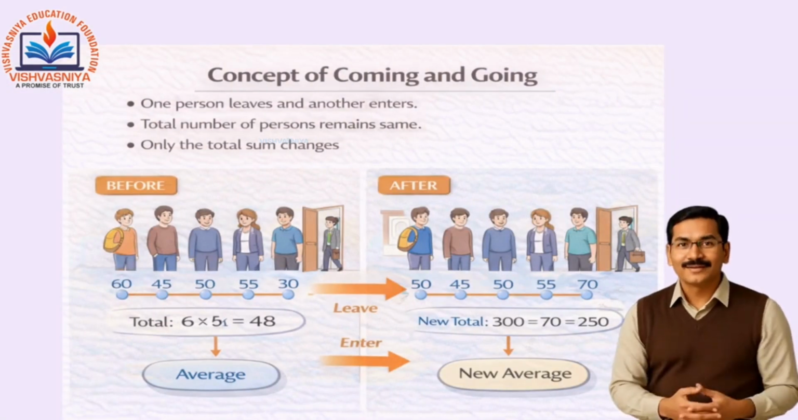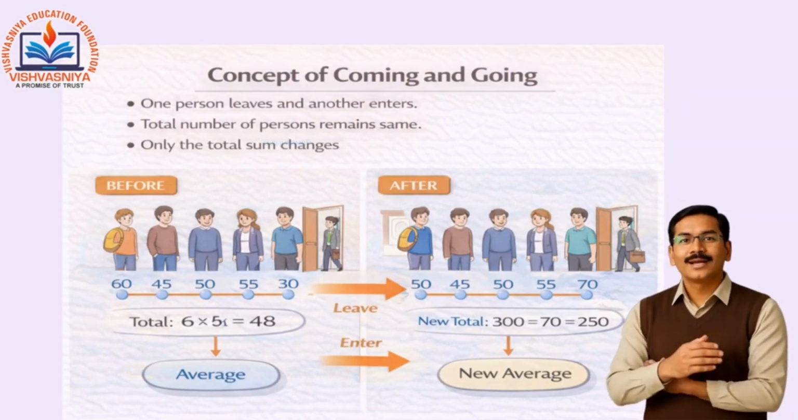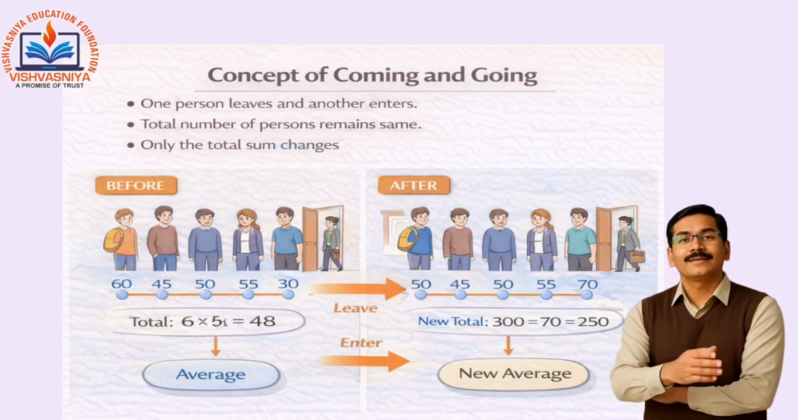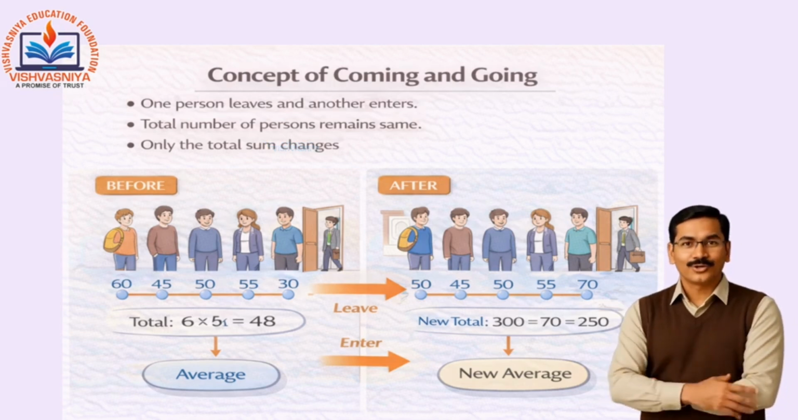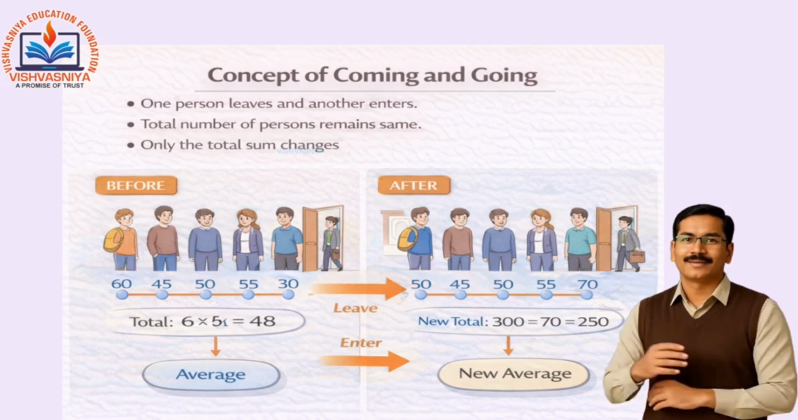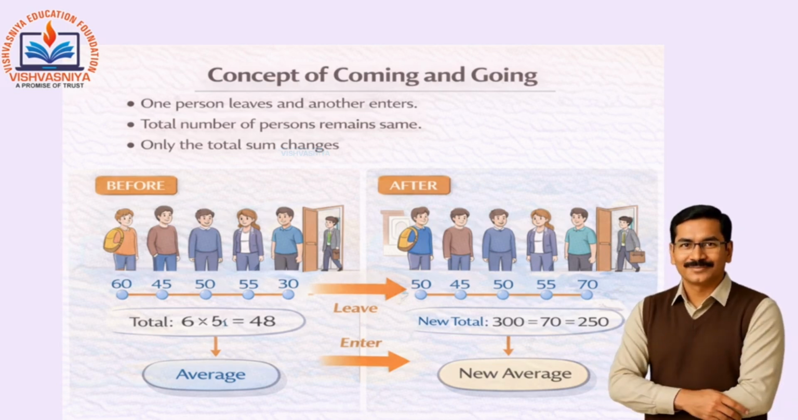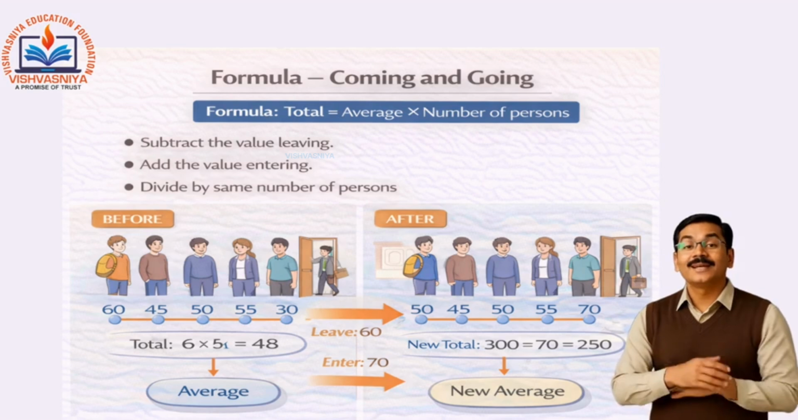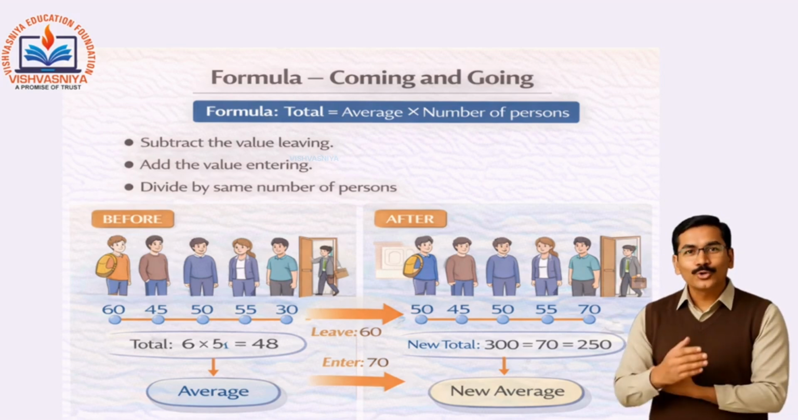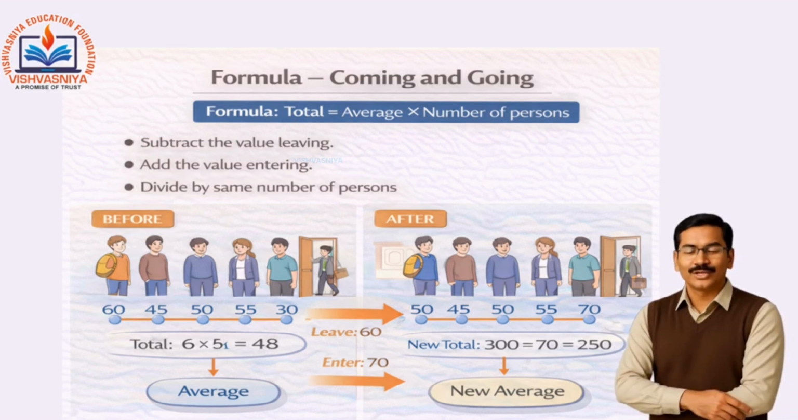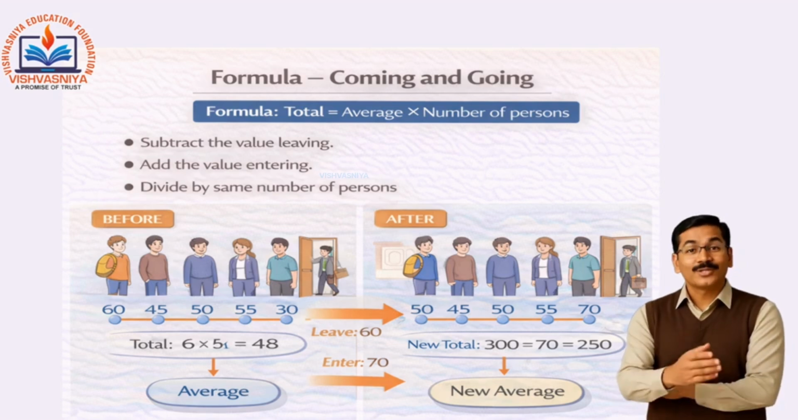In many problems, one person leaves a group and another person enters the group. In such cases, the total number of persons remains the same, but the total sum changes. To solve these questions, first calculate the original total using the formula. Total equals average multiplied by number of persons. Then subtract the value of the person who leaves and add the value of the person who enters. Finally, divide the new total by the same number of persons.